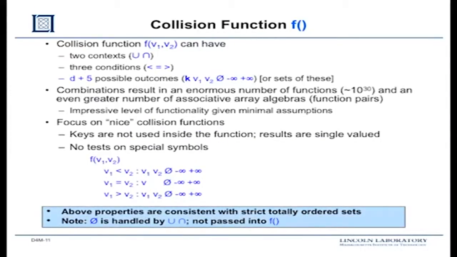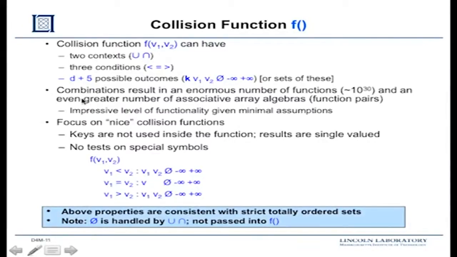Now, did that get to your question about the operations that are defined on the keys? Right. Then we talked about the collision functions, and there are two contextual functions here, union and intersection, because those are the two operations that make sense, and then three conditions, less than, equal to, or greater than, in order to preserve this strict totally ordered set. Once I go to values that are reals or integers, I have more operations, but if I'm limiting myself to values that are members of a strict totally ordered set, this is all I have.